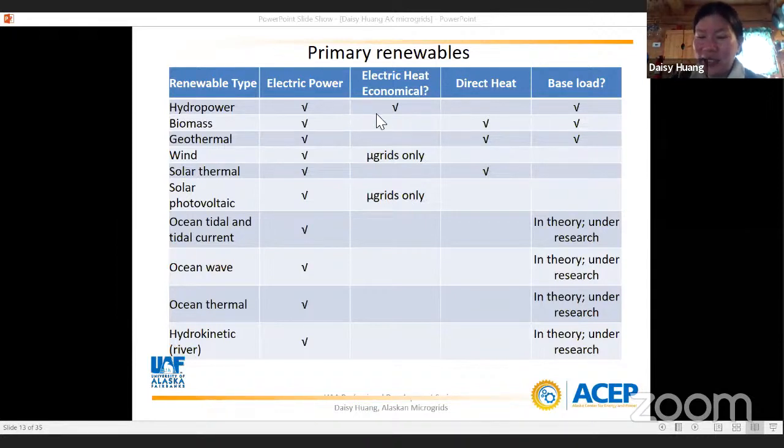Okay, so is electrical heat economical? It's rare, except, and now I hope you're wondering why I have wind and solar economical on microgrids. So here's the thing.